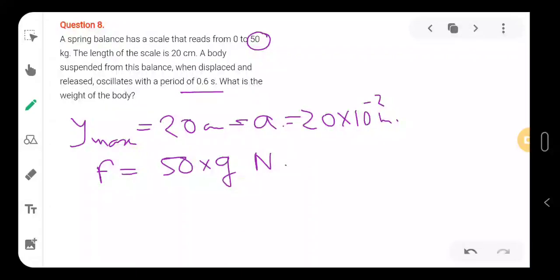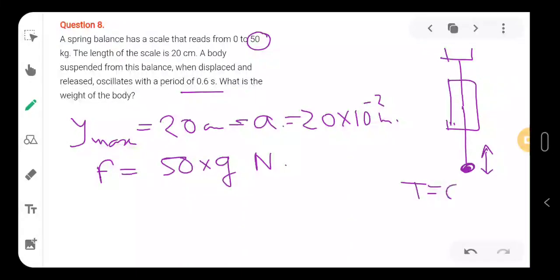The question says a body suspended from this balance, when displaced and released, oscillates with a period. So this is my balance, let's say, that machine, and from here I have put some amount of load. I just pull it and leave it, so it will start going back and forth. That means it will oscillate. The time period is given here, that is 0.6 second. What is the weight of the body? So this I have to find out. This is the maximum weight, so this is not the weight of this body.